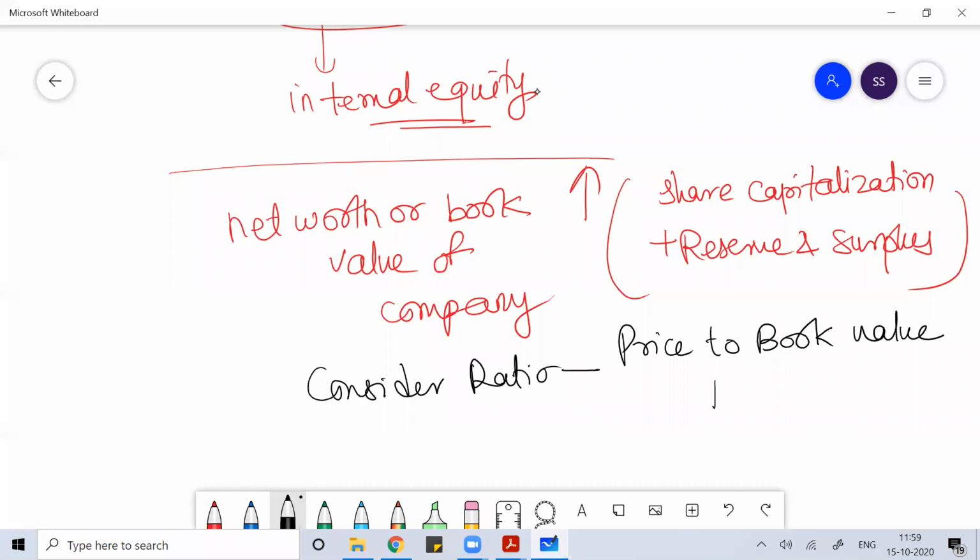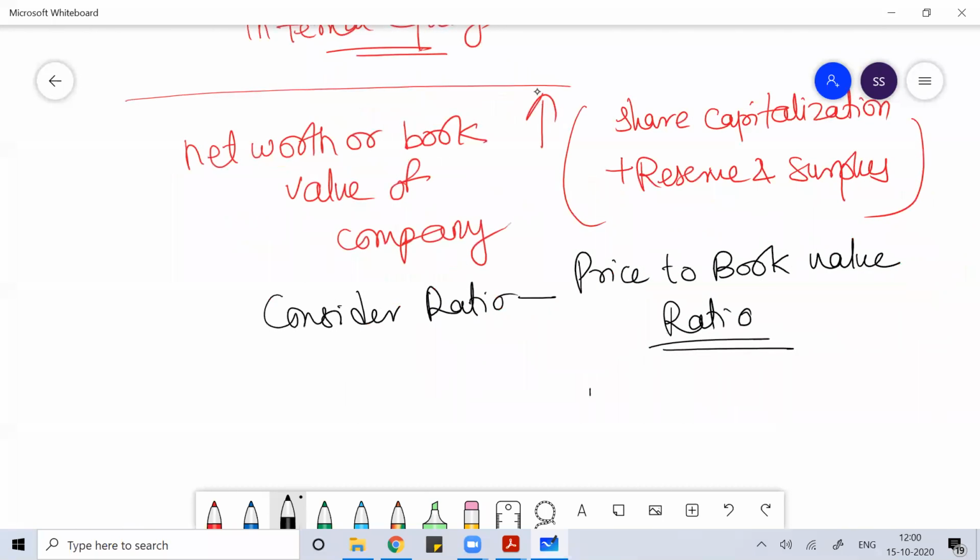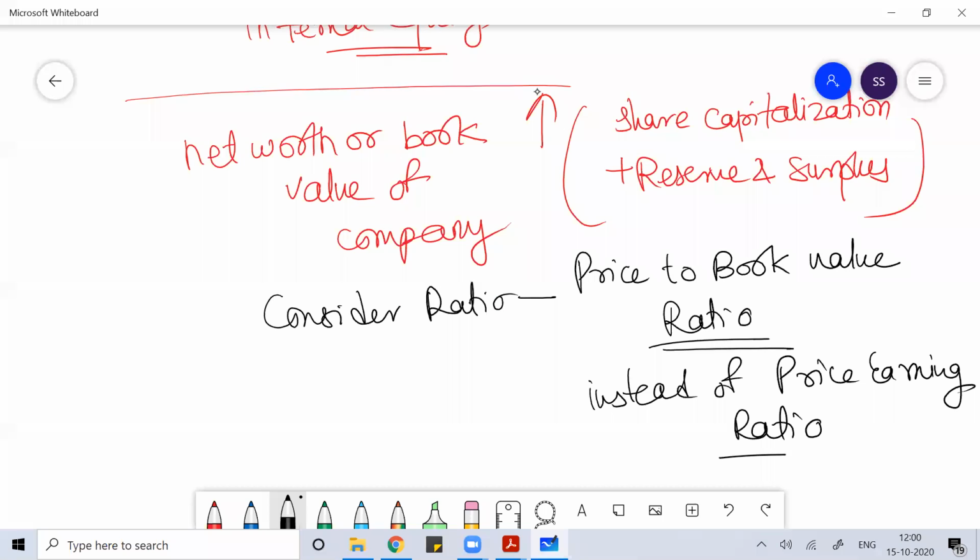If you see any company which has a very good price to book value ratio, then you can consider that company for investment. Instead, many people look for the P/E ratio. P/E ratio means price to earning ratio. Price to earning ratio is not the better judgment to analyze a stock whenever you go for investment. Better than price to earning ratio, you should look at price to book value ratio, because you need to understand earning.